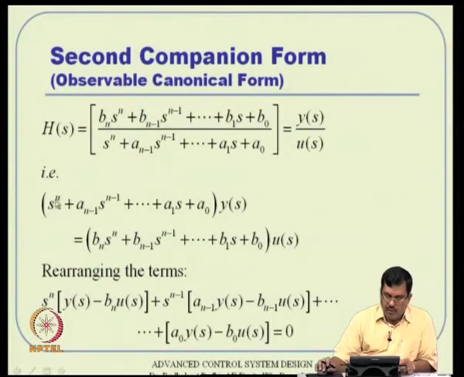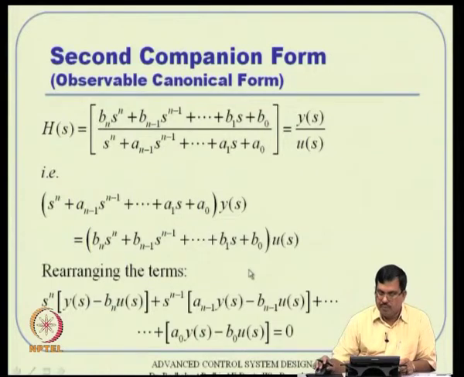So, if I take these two terms, this entire expression goes to the left side. s to the power n is here, s to the power n is here, so I take that common, and then Y of s minus b n times U of s pops up here. I am writing everything as a polynomial in terms of s: s to the power n multiplied by some polynomial, s to the power n minus 1 multiplied by some polynomial, like that. This is the same equation anyway.